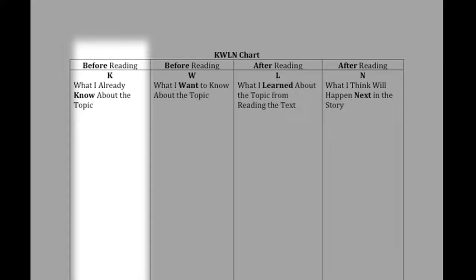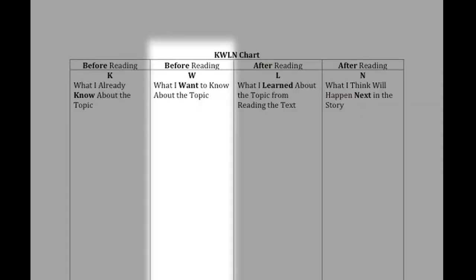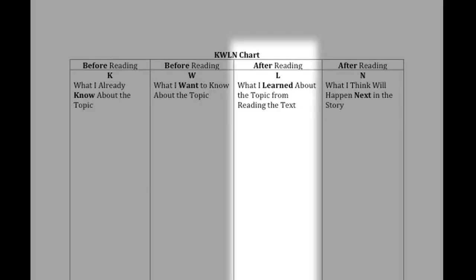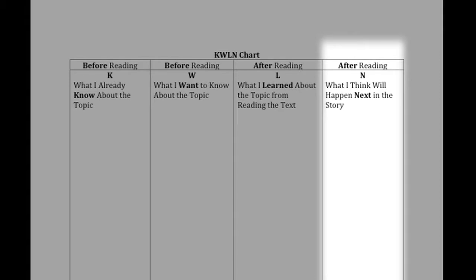Okay. So the first column is before we read, and it's represented by a K. And the K stands for what I already know about the topic. And then the other piece of information we write down is W, what I want to know about the topic. And then we fill out the last 2 columns. After we read, we fill out the column with the L, what I learned about the topic from reading the text. And then the last column is N, what I think will happen next in the story.